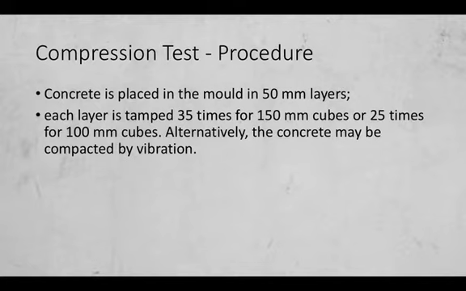Each layer is stamped 35 times for 150 millimeter cubes and 25 times for 100 millimeter cubes. Alternatively, the concrete may be compacted by vibration. So what that last part, the alternative part, is saying is that the tamping is done to ensure that there is no settling.